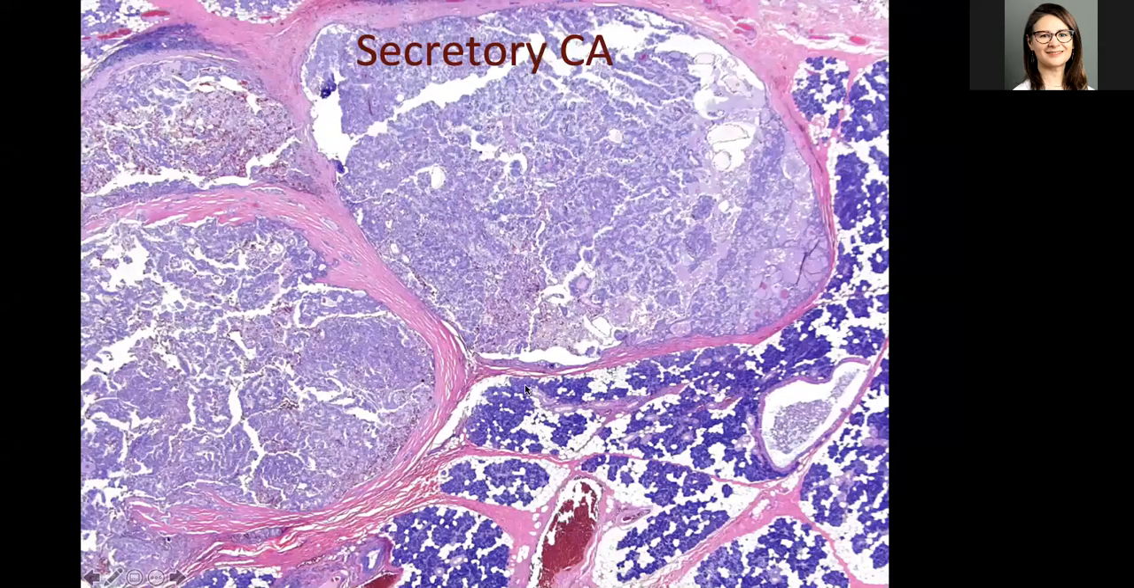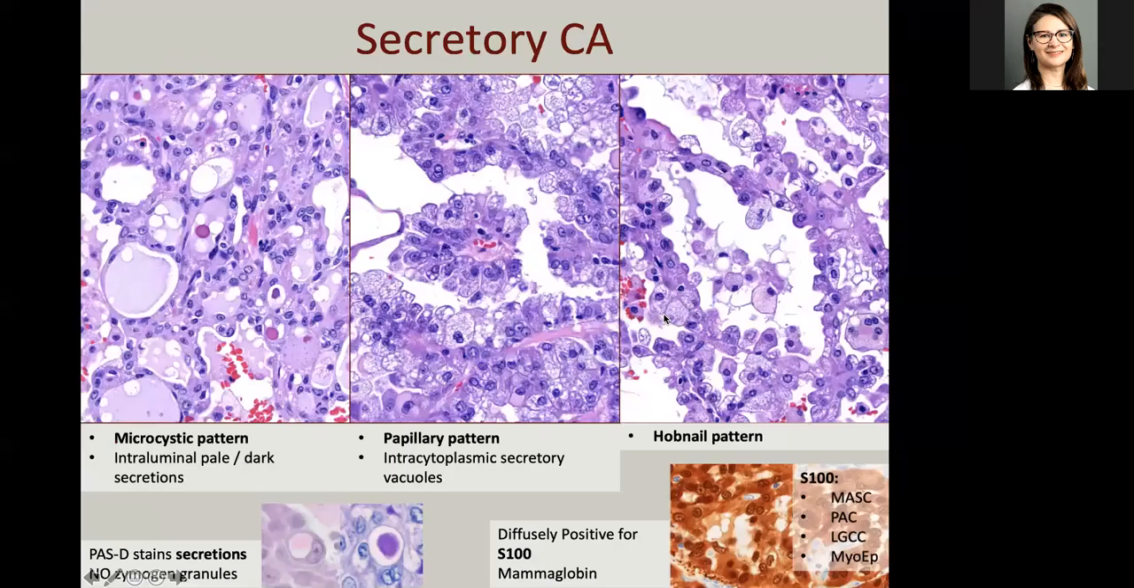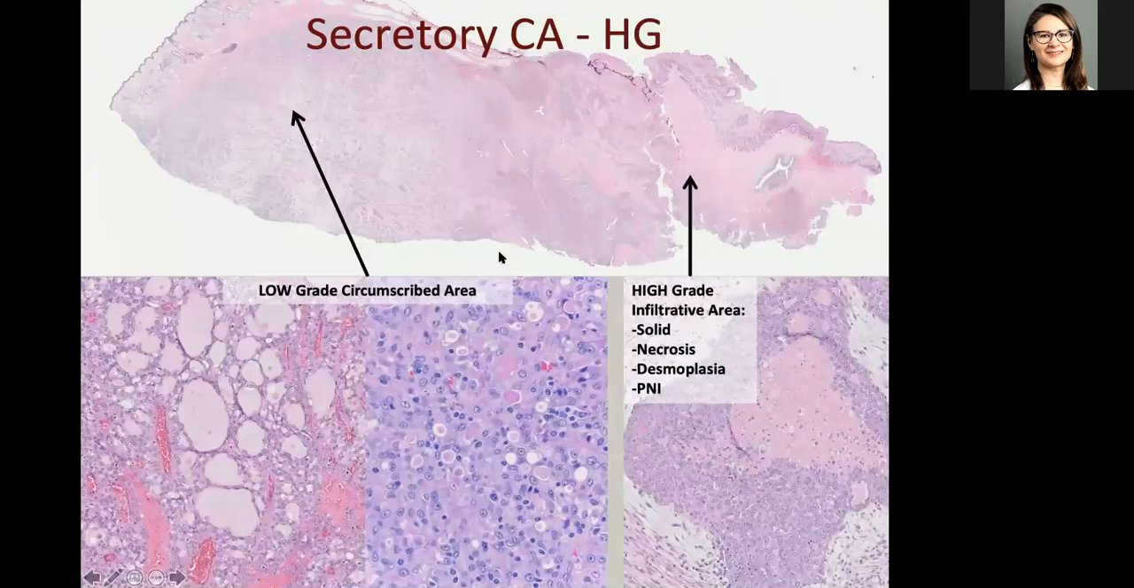So secretory carcinoma has varying morphology from cystic to papillary, but what is common is the secretion. So, right, the secretion can be this pale secretion into the lumen of these cystic spaces. It can be intracytoplasmic vacuoles that have yet to be secreted, and it is generally diffusely strongly positive for both S100 and mammaglobin, right? Mammaglobin being actually a marker of breast, right? But mammaglobin is a unique marker in this tumor, and so we sometimes use it.